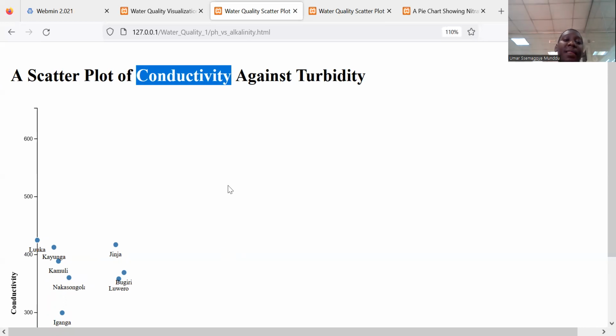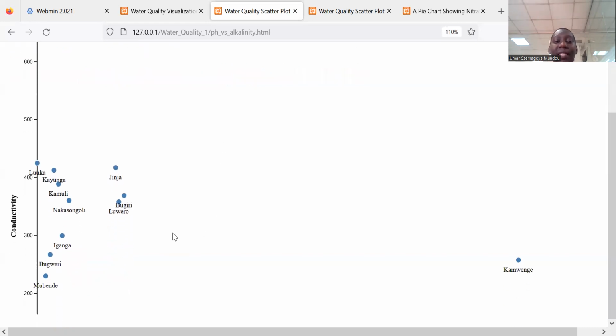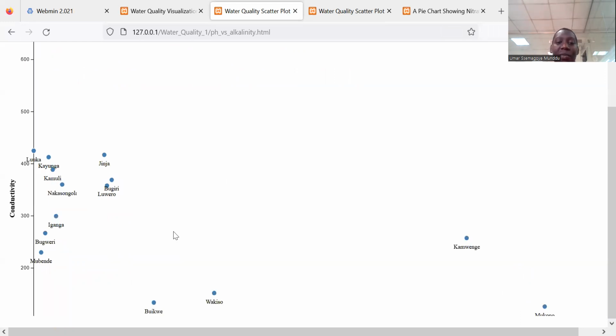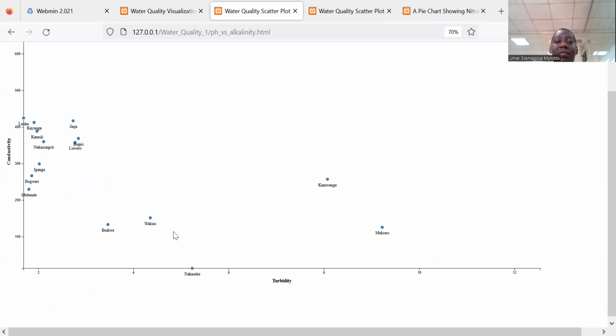It may increase conductivity, but then it may also increase the hardness. So when it increases the hardness, you require maybe more detergent to create enough foam to wash your clothing. So ideally, I've just tried to summarize my presentation on the D3 visuals that I created.